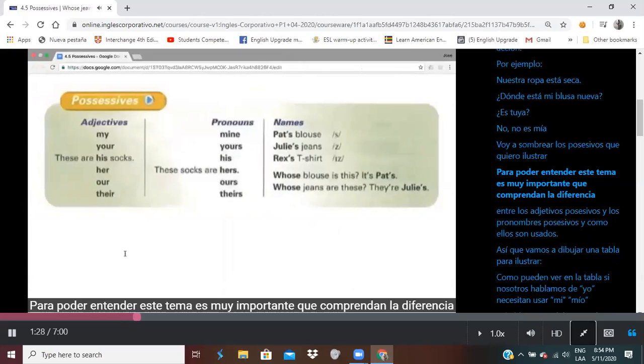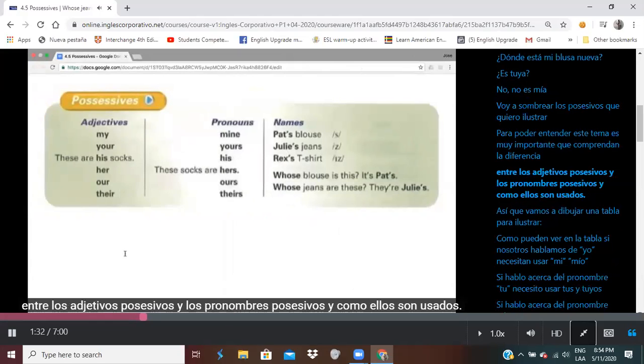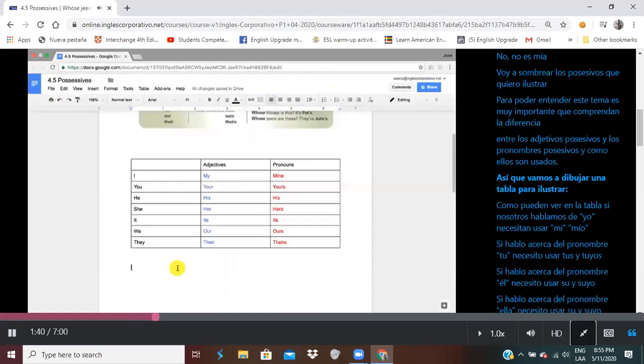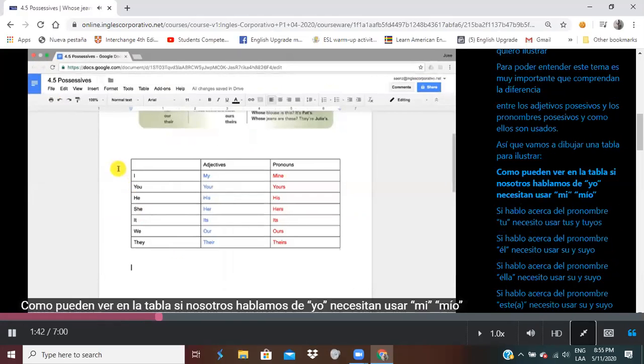In order to understand this topic, it's important that you understand the difference between possessive adjectives and pronouns and how they are used. So I'm going to draw a little chart to illustrate that. As you can see on this chart, if I talk about I, I will use the possessive adjective my and mine.